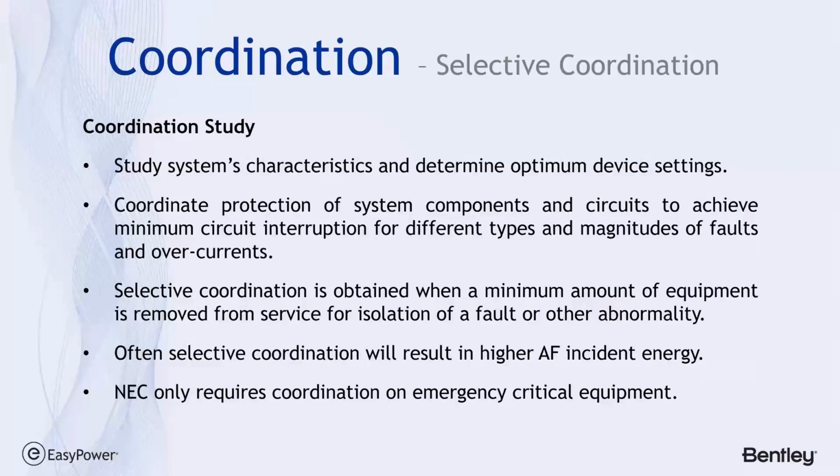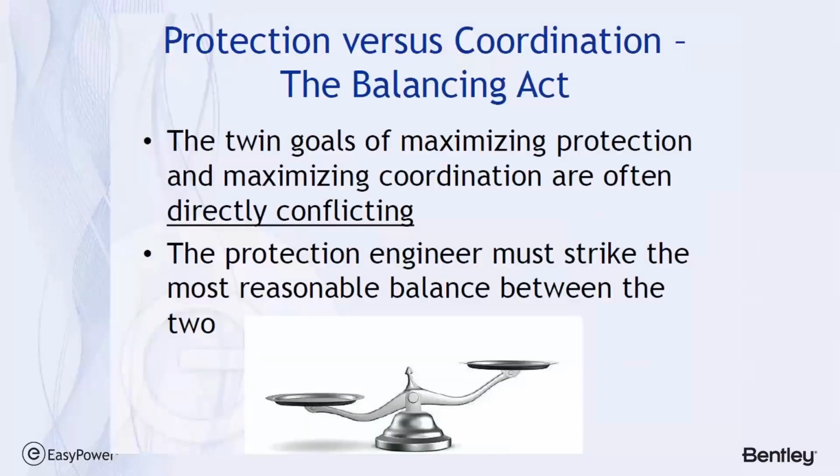And by doing that, we're going to allow longer trip times for what's primarily the arc flash protection for, in some cases, the higher energy part of the system. So the twin goals of maximizing protection and maximizing coordination often conflict. And the protection engineer must strike a balance, or at least a justifiable resolution in making these decisions.